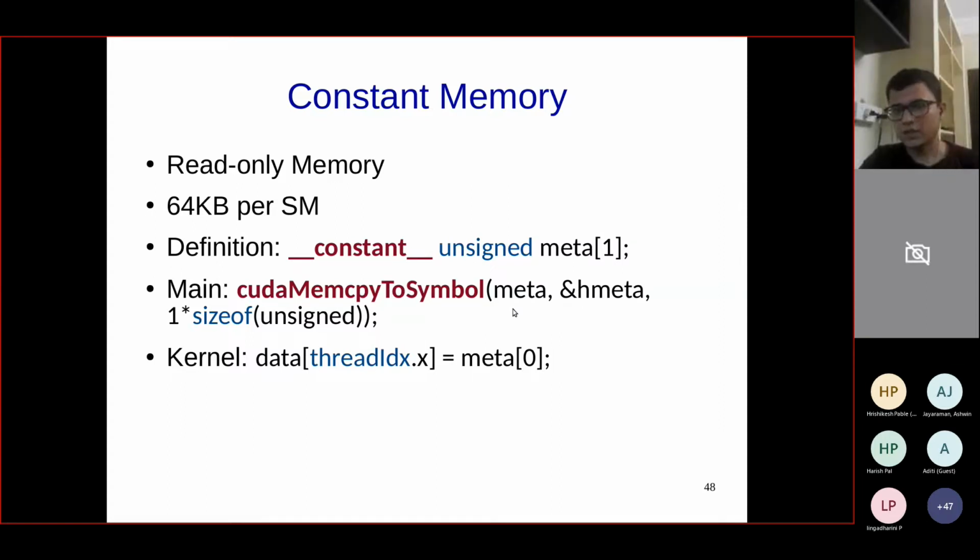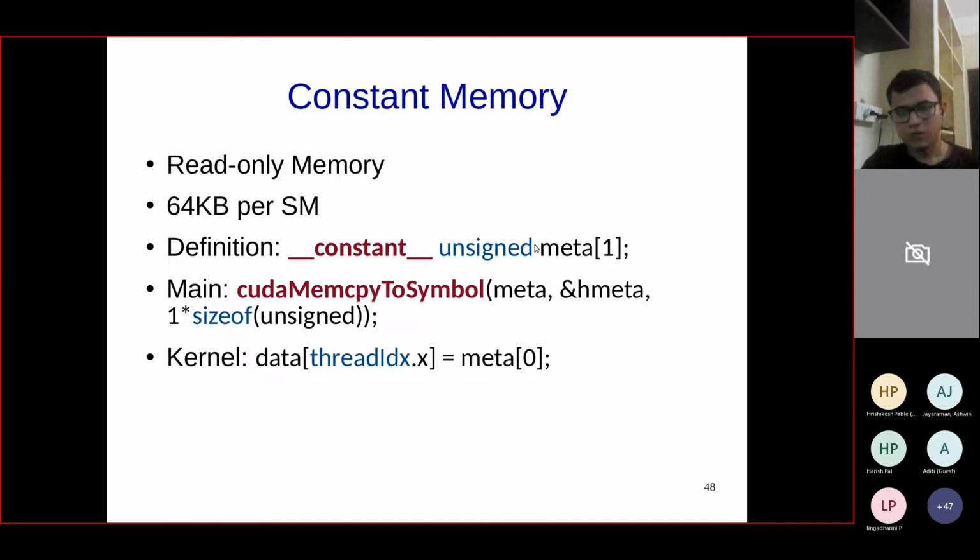So here it has three arguments. One is the constant memory, or the pointer to the constant memory. The second parameter is the pointer to the CPU array, or the pointer to some CPU memory location. And the third argument is the size of the data that we want to transfer. Here, since we have just one element, we want to copy one element of size unsigned, because this is of size unsigned. So I hope that is clear. One is declaration or definition. Then the second is its initialization, which is from the CPU.